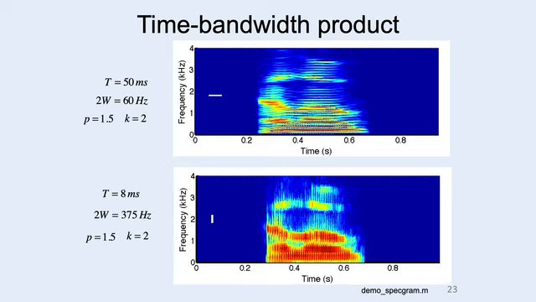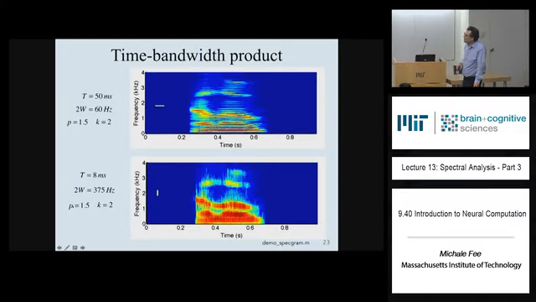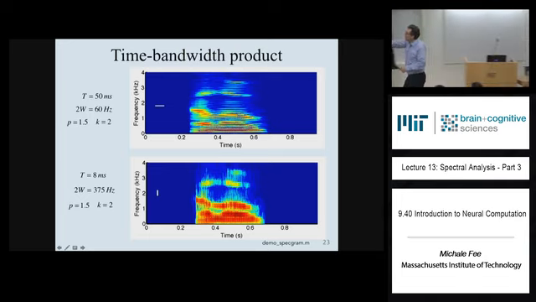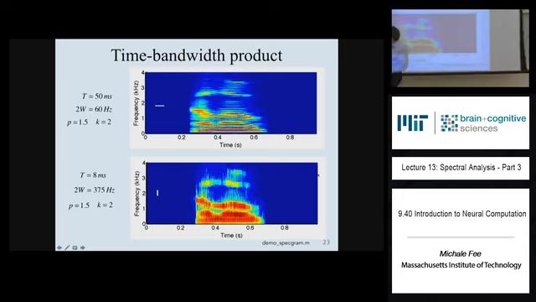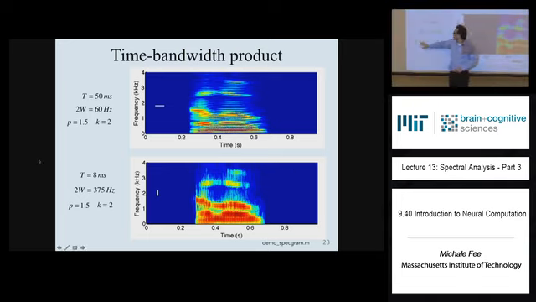For this spectrogram, I chose a shorter time window, 8 milliseconds. I chose a bandwidth of 375 hertz, which also corresponds to p equals 1.5 and k equals 2. And if you compute the spectrogram with those parameters, you get this example right here. So in this case, I kept the same p, the same time bandwidth product, but I made the time shorter.